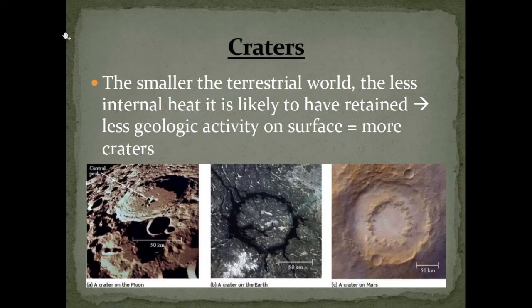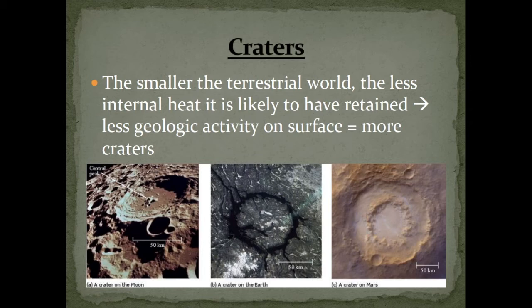So another way we can look at comparing planets, instead of via the atmosphere, is by the surface. And craters are a great way for us to look at the surface of planets. What we have found is that the smaller the terrestrial world, the less internal heat it is likely to have retained. Because remember, all the planets formed as bodies of accretion of smaller materials. So at one point, all the planets were this molten liquidy ball that slowly cooled off after it formed.